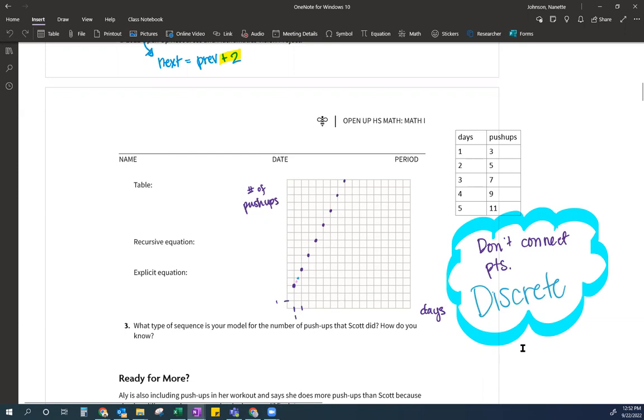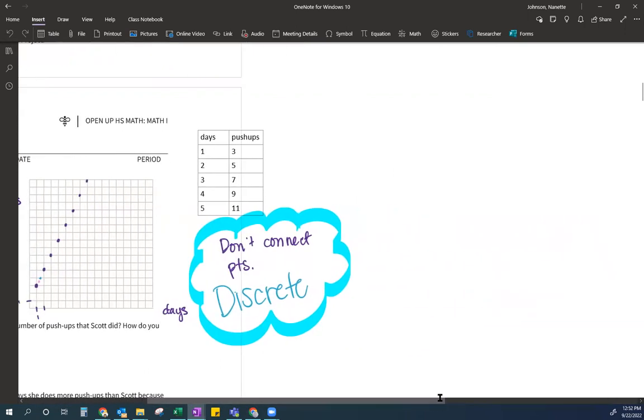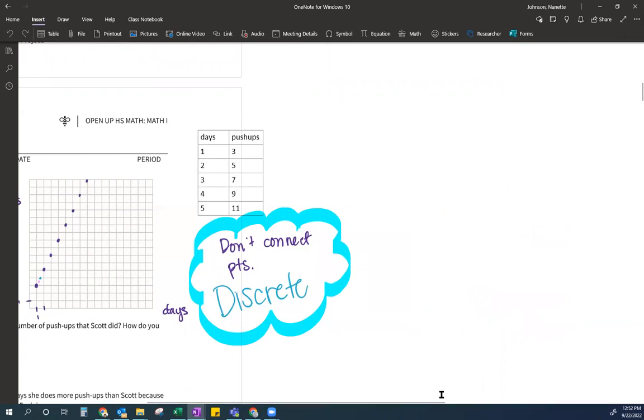Discrete. Okay, Ms. Johnson, what if we did connect the points? What would that be called? Well, in that case, it would be called continuous. The word continuous means just that. It continues. So if I was to connect the points right here and it looked like a line like this, do you see how this would be considered continuous and this is not continuous?